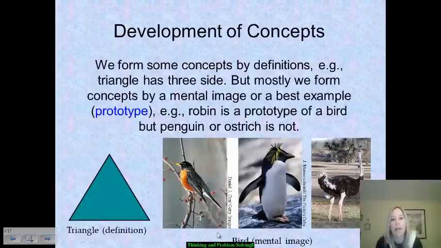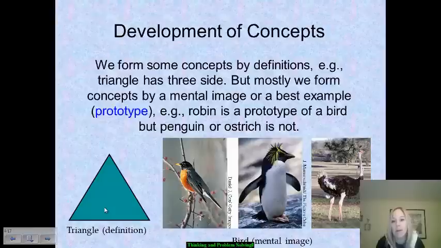Now, looking at how we develop a concept and how our cognitive processes further that, we can form some understandings of concepts by definitions. If you were to look at a triangle right here, for example, its definition is an object that has three sides. Most of the time, though, we form mental concepts through more mental construction and mental imagery by looking at a best example of a concept. We call that a prototype.